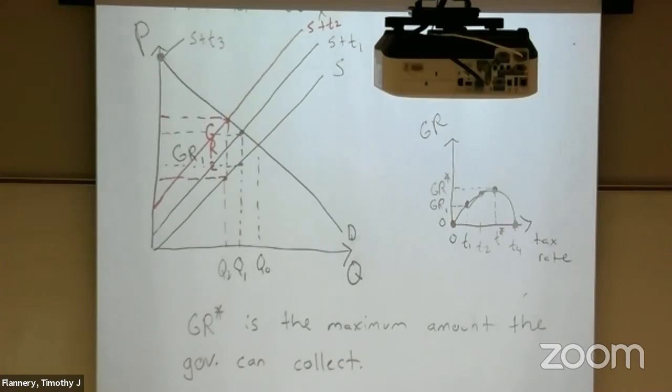In other words, the relationship between tax rates and revenue is not positive. As one goes up, the other doesn't necessarily go up. It's going to have this upside down U shape.